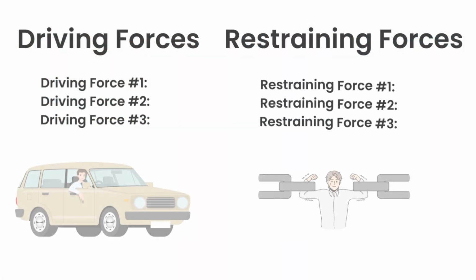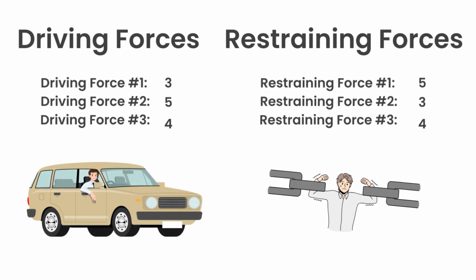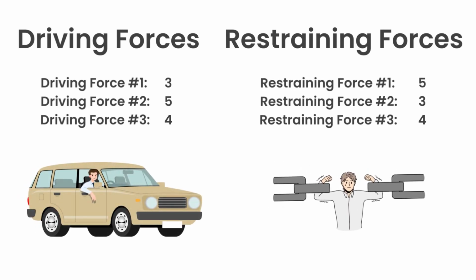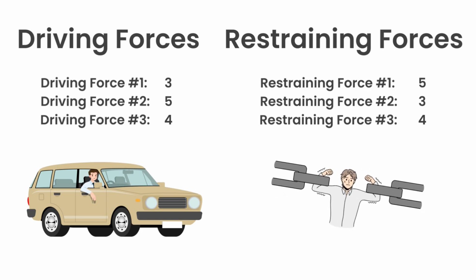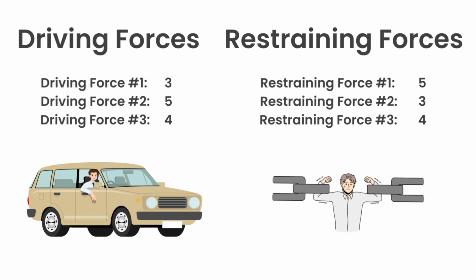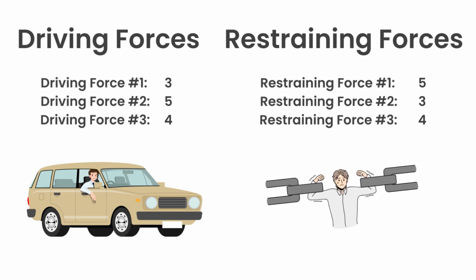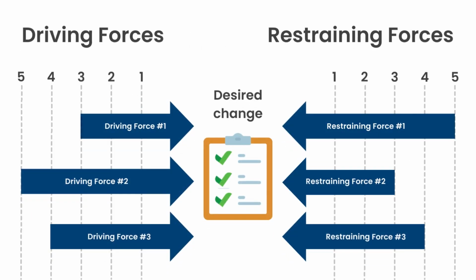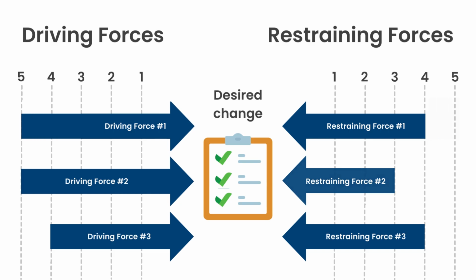Once the driving and restraining forces have been identified, assign scores to each force based on their strength or impact. This step is crucial as it provides a quantifiable measure of the forces at play and helps in prioritizing actions. Draw a diagram with the driving forces on one side and the restraining forces on the other. This visual representation will provide a clear picture of the forces at work and their relative strengths. Analyzing the results of the force field diagram will reveal which forces need to be strengthened, weakened, or removed altogether to facilitate the desired change.